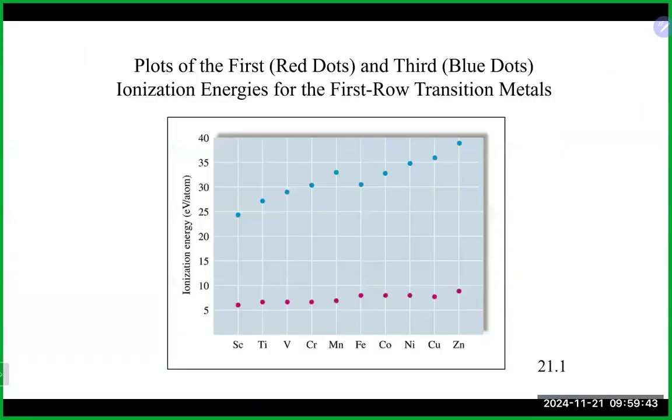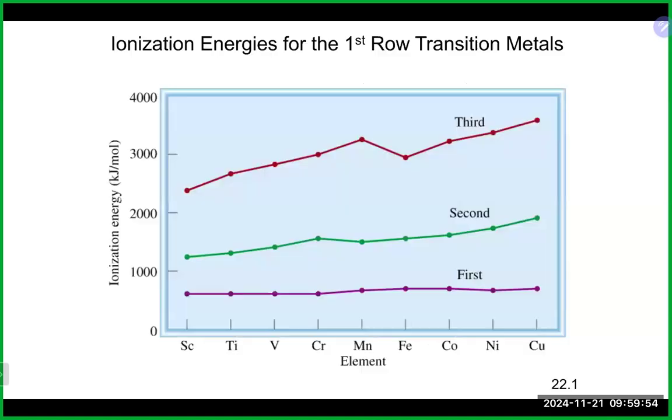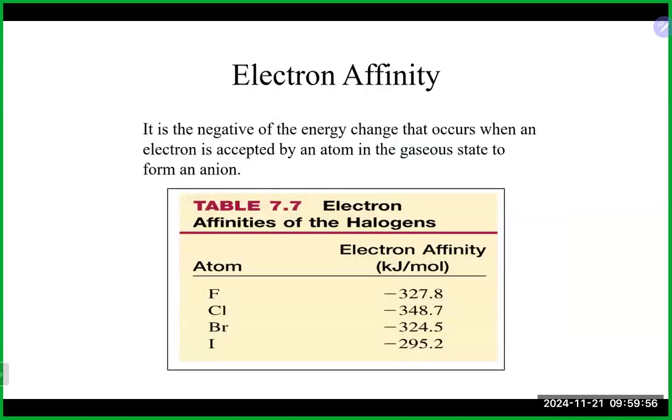Here are some dots showing the difference between first and third ionization energy, and you can see there's a tremendous difference between taking off that first electron in terms of energy and that second or third electron as you go through in that picture. Electron affinity is another property that you should be familiar with. Electron affinity is basically the energy change that occurs when an atom accepts an electron.